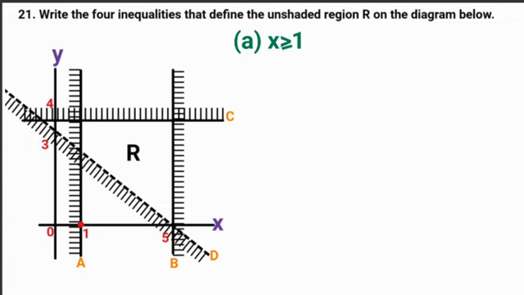X is greater than or equal to 1, because the unshaded part has larger numbers on the x-axis, larger than or equal to 1. Okay, so that's how we can define line A. Now we come to line B.